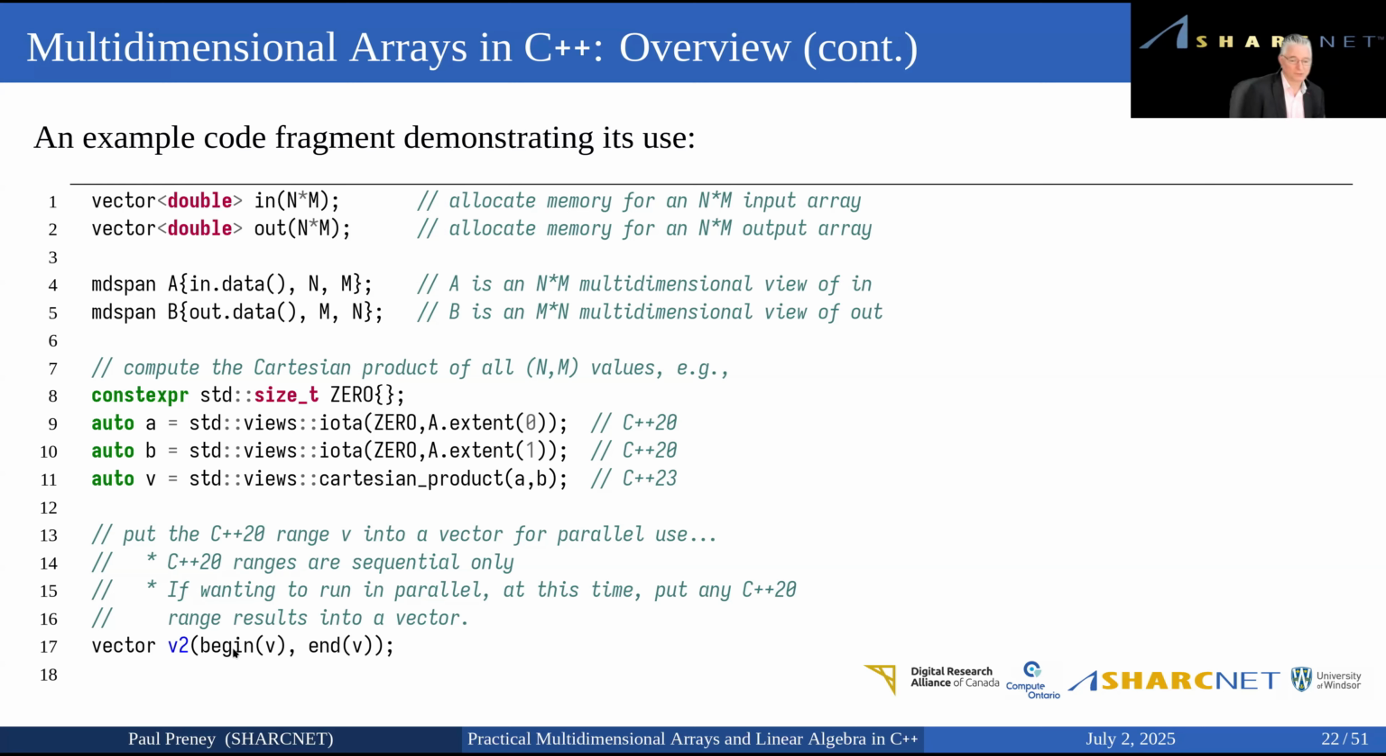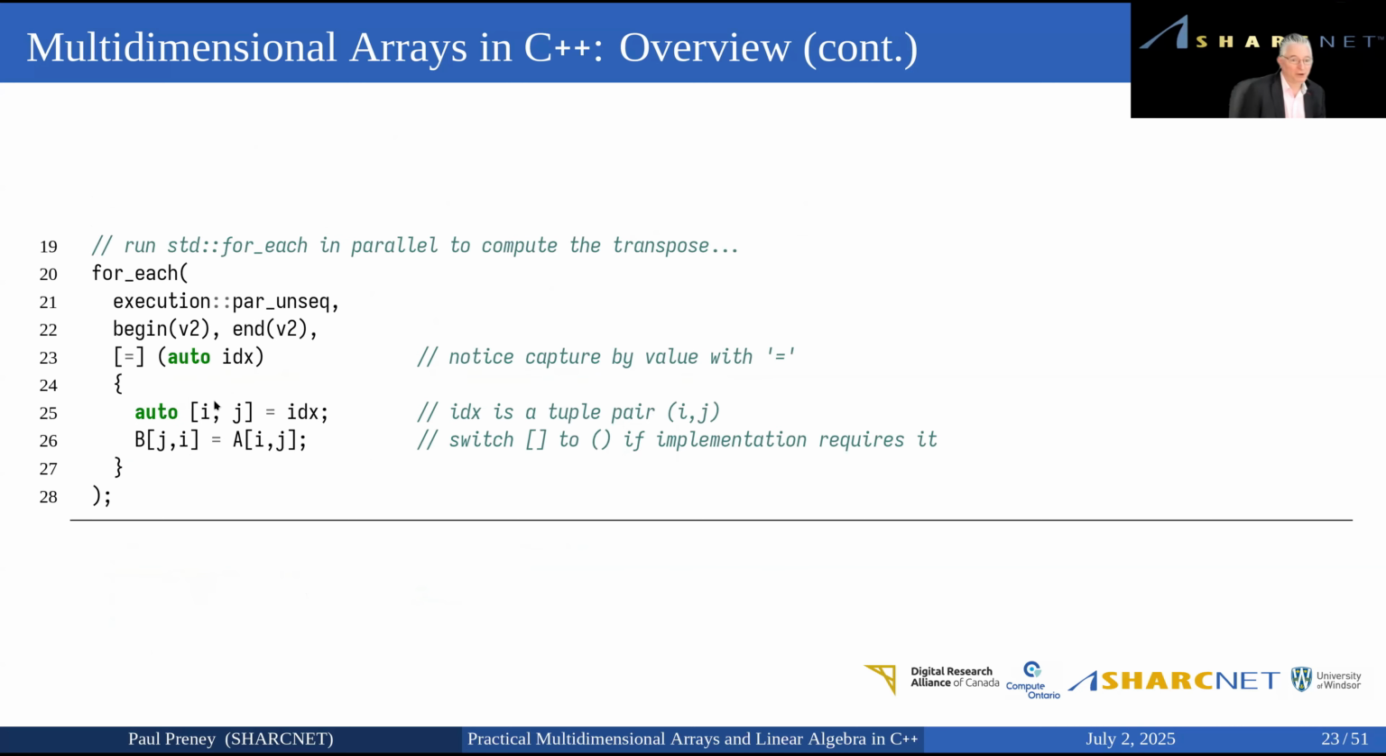Just create a vector here. And what is this? V is my Cartesian product. So I need all my indices and row, comma, column, right? I want all my indices. Why do that? Because then I can use the C++ standard algorithm for_each, passing in on line 21 here, execution par_unseq. So we'll run this in parallel, unsequenced. Okay. Start at the beginning of v2, go to the end of v2. Okay, for parallel performance, you want to always use vectors on all implementations I've ever tried still. And C++20 ranges are still only sequential. That'll change in the future, but that's what it is right now.